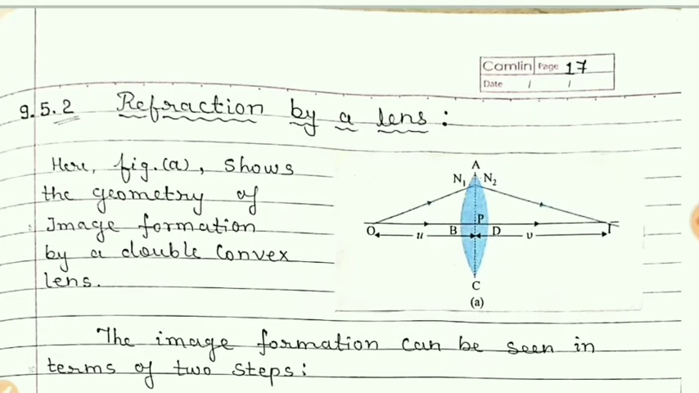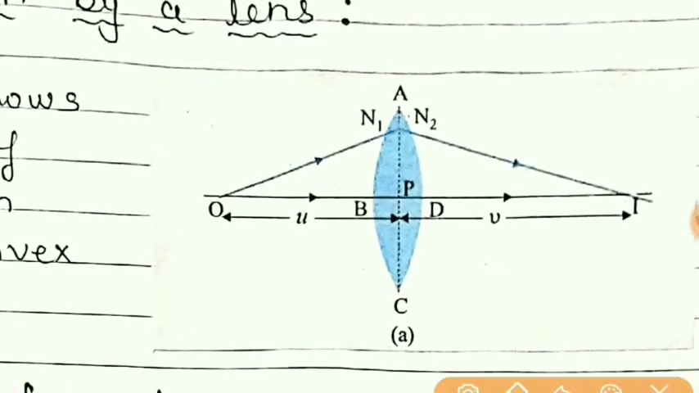Why two times? It is because first the refraction will take place through this surface, and then refraction will take place through this surface also. So two times refraction will take place. Once from the air medium to the glass medium, and then from glass to air.